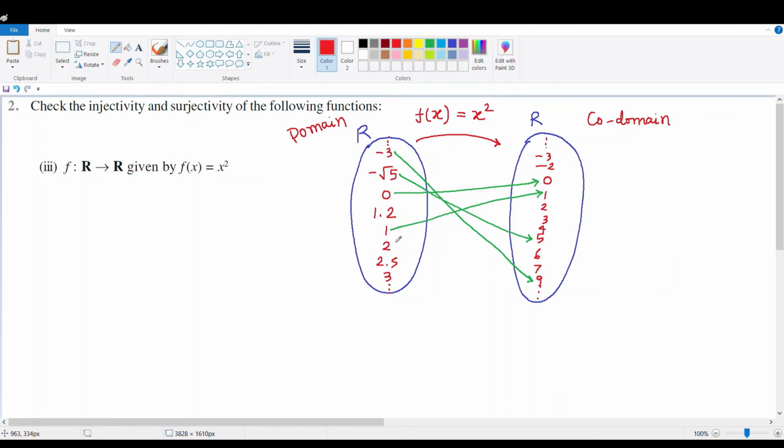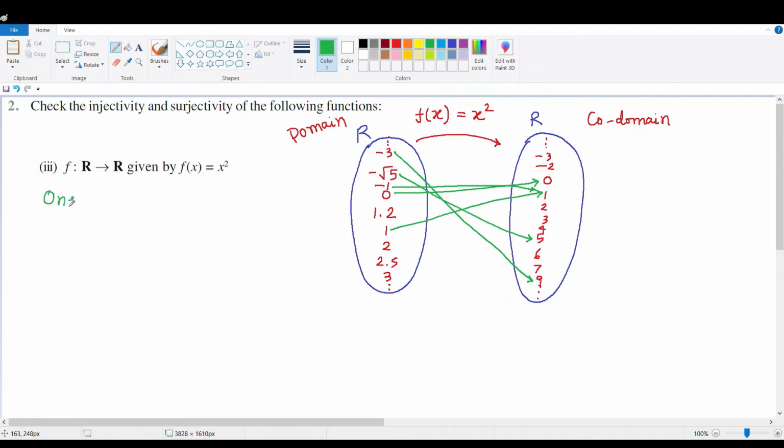Now if I had -1 here, then the square of -1 is also going to be 1. So the square of 1 was 1, and the square of -1 was also 1. In the same way, the square of 2, square of -2, square of 3, square of -3, square of square root 5, square of negative square root 5, they are all going to be the same, right? So that means this function is definitely not 1-1 function.